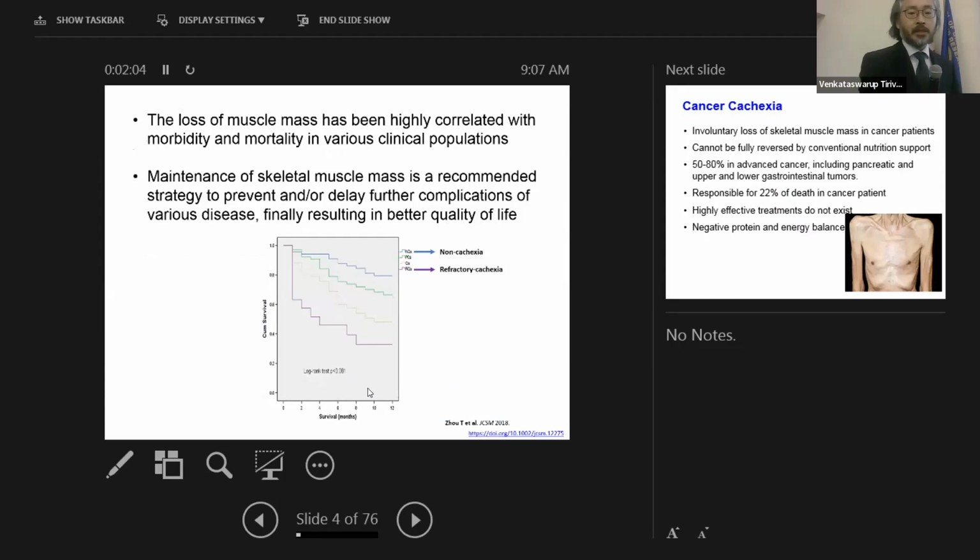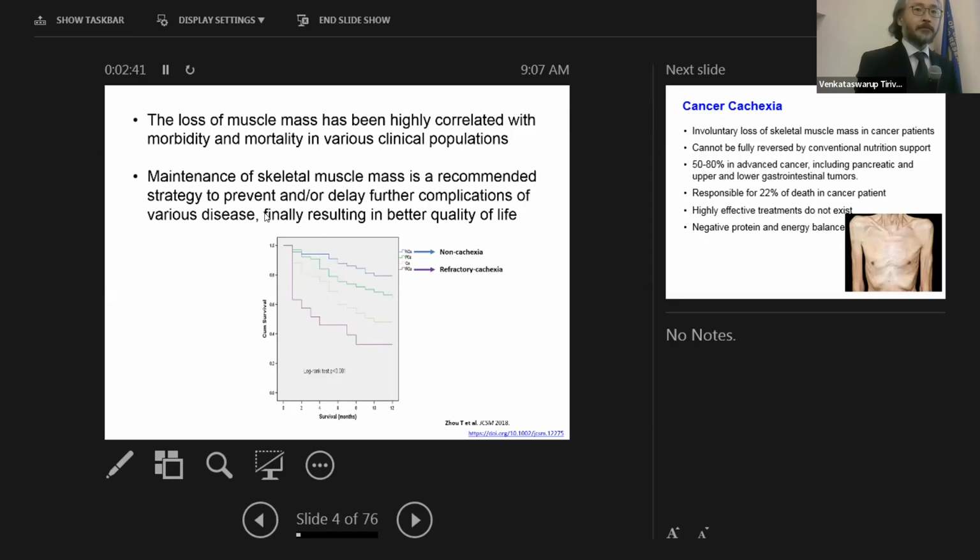For example, in this study, they looked at the survival rate of cancer patients showing no cancer cachexia, mild cancer cachexia, moderate cancer cachexia, or very severe cancer cachexia. As you can see right here, they show a marked decrease in survival, and therefore maintenance of skeletal muscle mass is very important to prevent or delay further complications of various diseases, as well as for the quality of our life.